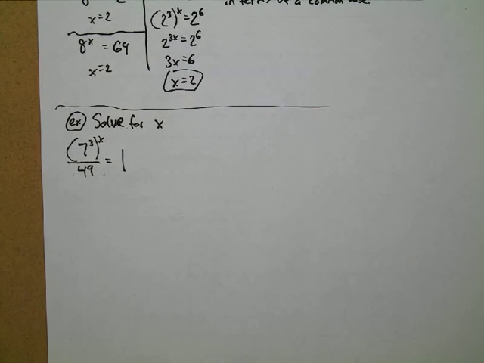Of course we could use our calculators. We could graph the left-hand side in y1, graph the right-hand side in y2, and find the x-coordinate of the point of intersection. That would give us the answer. But can this be rewritten in terms of a common base? And if so, what would that common base be?